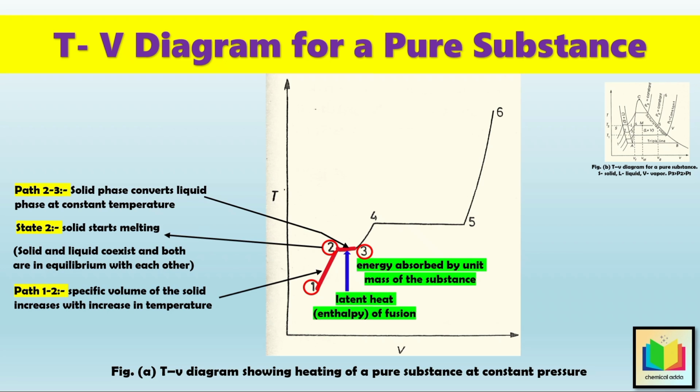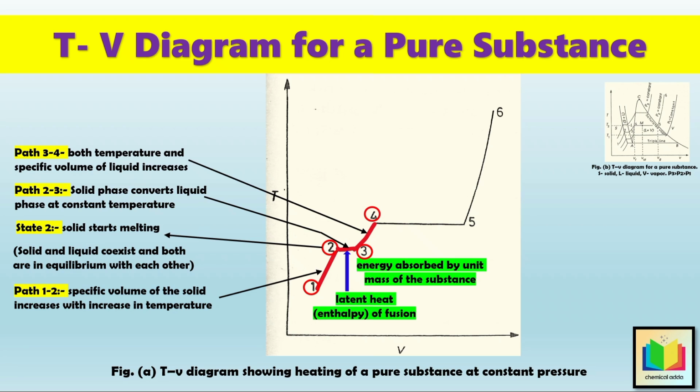Then, after all the solid has melted, further heating increases both the temperature and specific volume of the liquid until it reaches state 4. This path is represented by line 3 to 4, which represents the heating of a pure liquid. Then, at state 4, the liquid begins to boil, and this is the start of the vaporization process.